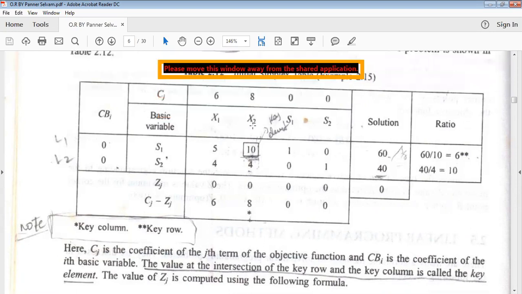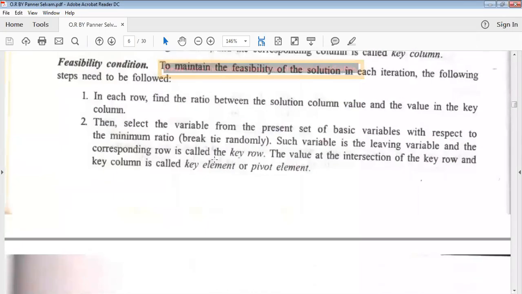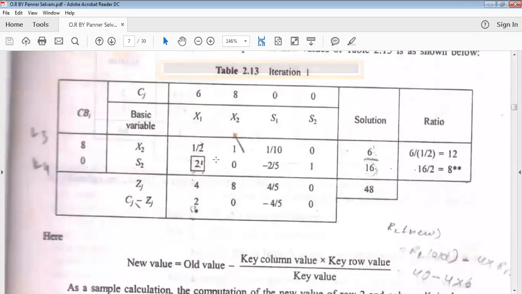This key element has to be converted into 1, and the other elements are going to be converted into 0. When this is being converted, S1 will go out, 0 will go out, and X2 will come here, and 8 will come here automatically. In the next iteration you will see this automatically. You need not bother about all these things. So 8 is there, 0 is there, X2 is there, I told you.